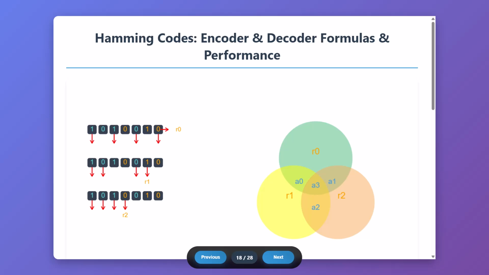So here you can see the bit positions that are reserved for parity. The first position, second position, and the fourth position are reserved for parity. The remaining positions can be occupied by the data bits.